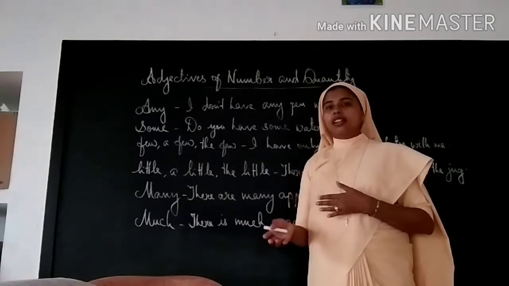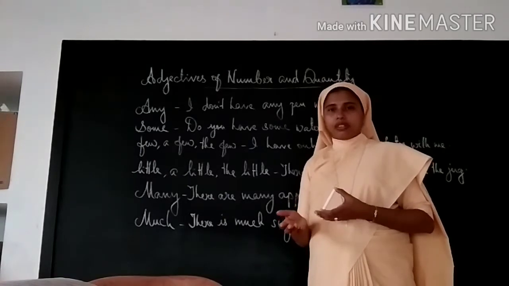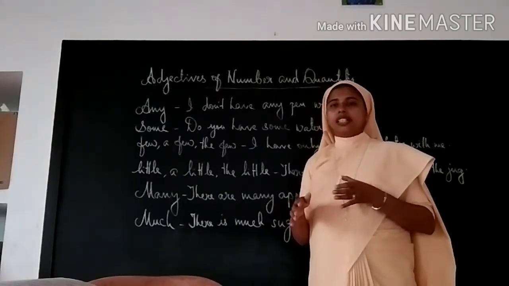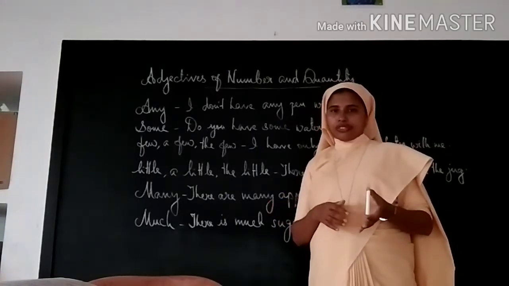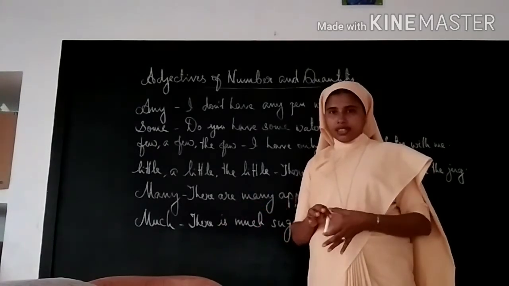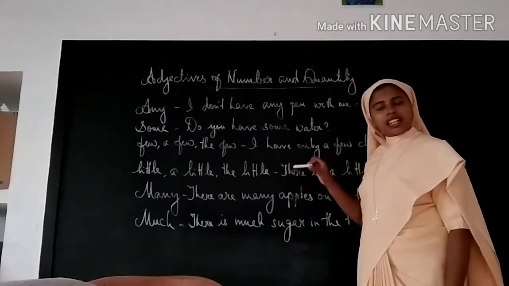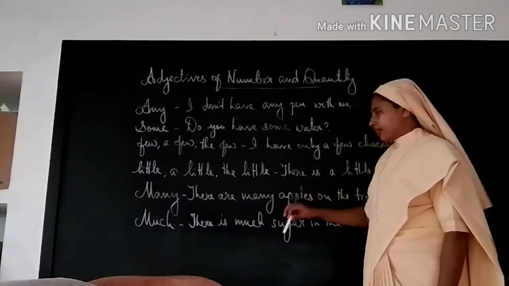There is a little sugar. Okay. And there is little water left. This is the little water that is left in the jug. And these will be used with uncountable nouns only.